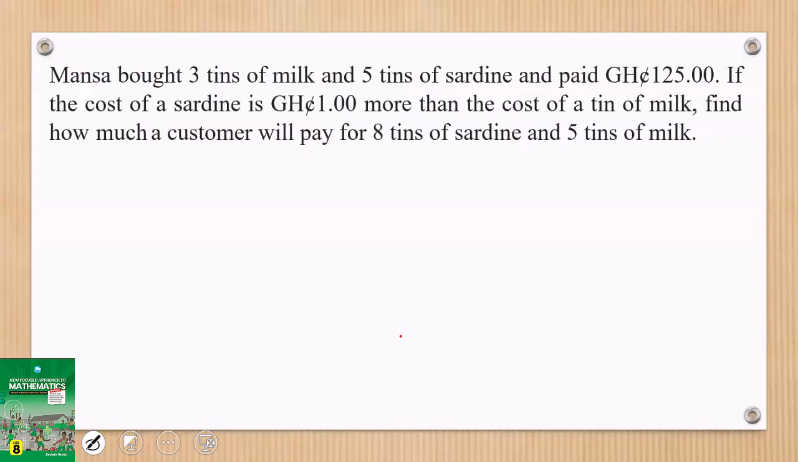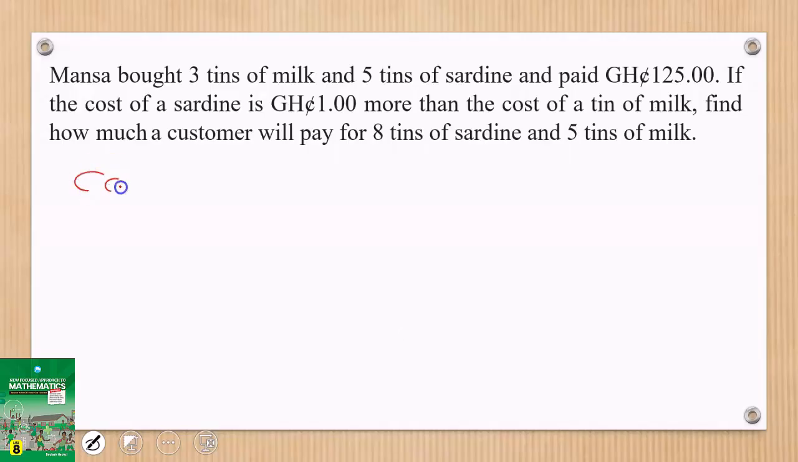Mansa bought 3 tins of milk and 5 tins of sardine and paid 125 Ghana cedis. If the cost of a tin of sardine is 1 cedi more than the cost of a tin of milk, find how much a customer will pay for 8 tins of sardine and 5 tins of milk. Okay, so the cost of sardine is 1 more than the cost of milk.